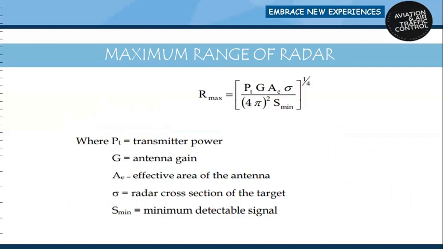The theoretical maximum range of a radar depends upon the power transmitted, gain of the antenna, effective area of the antenna, radar cross section of the target, and minimum detectable signal. So Rmax is given by power transmitted multiplied by antenna gain, multiplied by effective area of the antenna, multiplied by radar cross section of the target, divided by minimum detectable signal, all raised to the power 1/4.